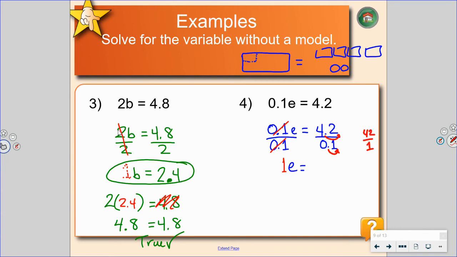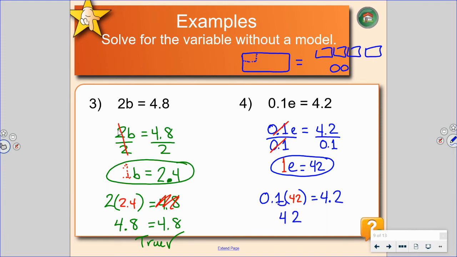42 split into 1 part is 42. Don't believe it? Come on down and check it. Recopy the equation. Substitute in what we believe it is. 42 times 1 is 42, but with 1 decimal place moves to 1 decimal place. And we see it's true.